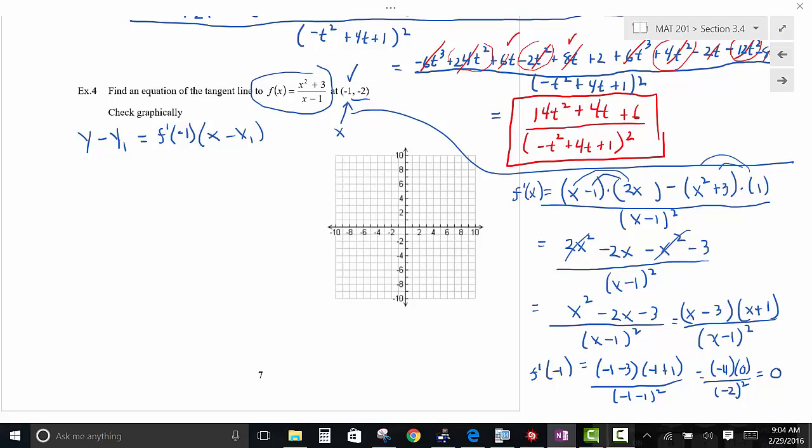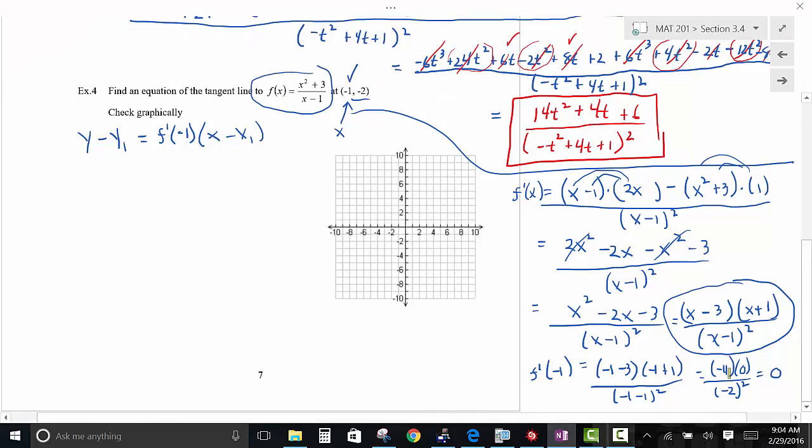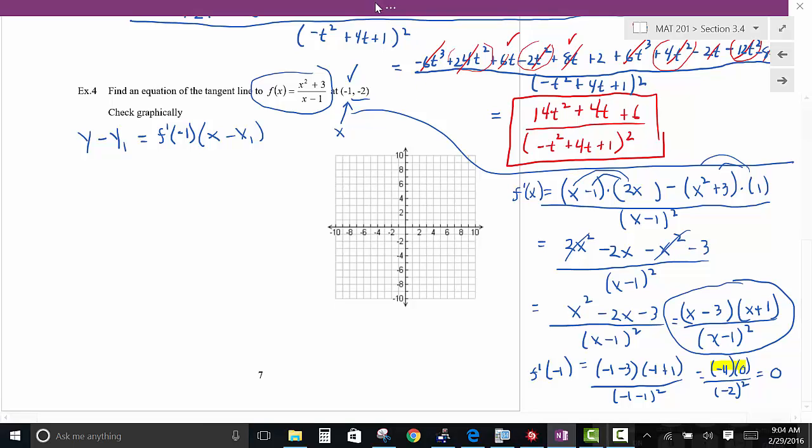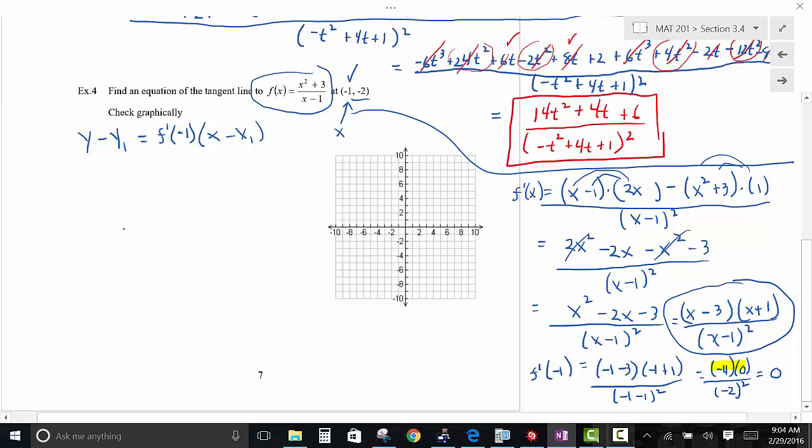If that happens, you like it, because it makes everything a lot simpler. So this is your derivative right here. Then when we plug in negative 1, because that's the point I'm interested in, this part right here turned out to be 0, so that means the slope of the tangent line is 0. Okay, does that make sense? Yes, no? Tell me. Okay, all right.